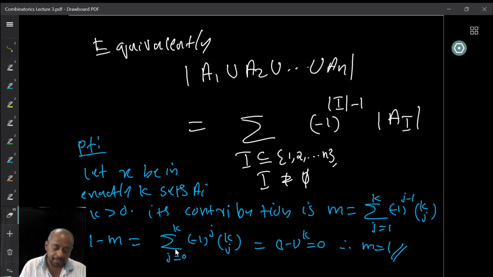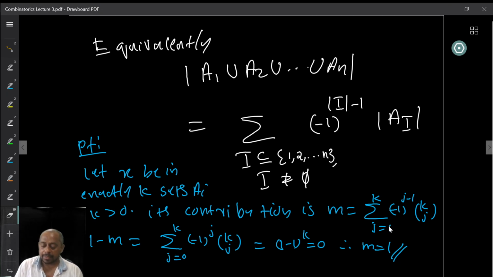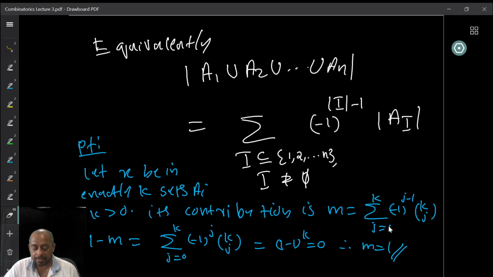What is the proof? Let x be in exactly k sets A_i, where k is greater than 0. The contribution of x to the sum is, let us say, m equal to the summation j equal to 1 to k of minus 1 raised to j minus 1, k choose j, right? Because it appears in exactly k sets, every j element subset of this k set contributes something, and that is going to be minus 1 raised to cardinality minus 1, so it's minus 1 raised to j minus 1. Now that is the contribution.